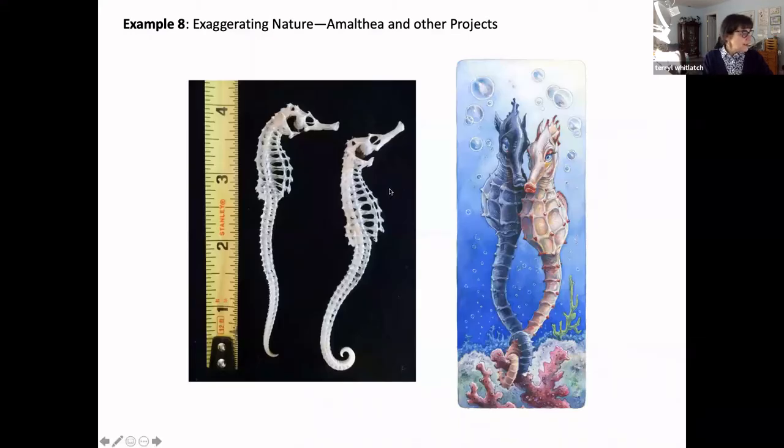I own these. These are my little seahorse skeletons here. This is the female. This is the male on this side. And this is a bookmark.